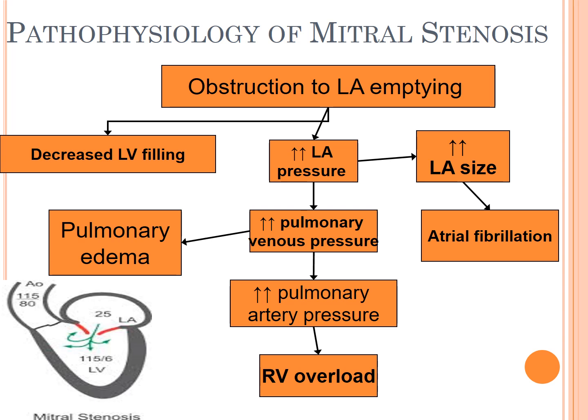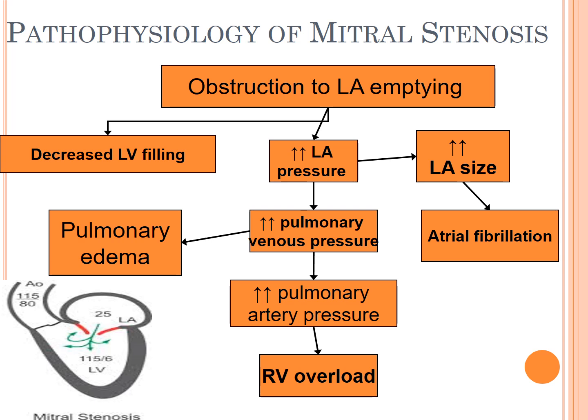This is just a flow diagram I am showing of the same hemodynamics. First, obstruction of the flow of blood occurs across the mitral valve. So obstruction to left atrial emptying occurs. This leads to decreased left ventricular filling, and then there is increased left atrial pressure, which is going to increase the left atrial size, and ultimately high risk for atrial fibrillation occurs.